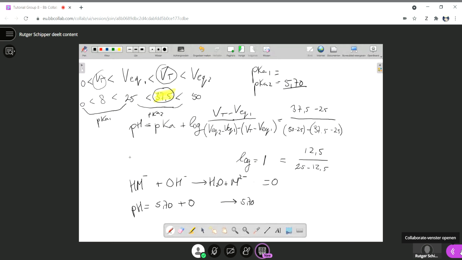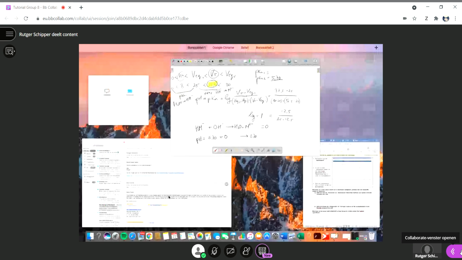I hope this makes sense, because for this part, we went from the malonic acid to the intermediate state, and for this part, we went from the intermediate state to the fully deprotonated form. I'm going to poll if this makes sense.